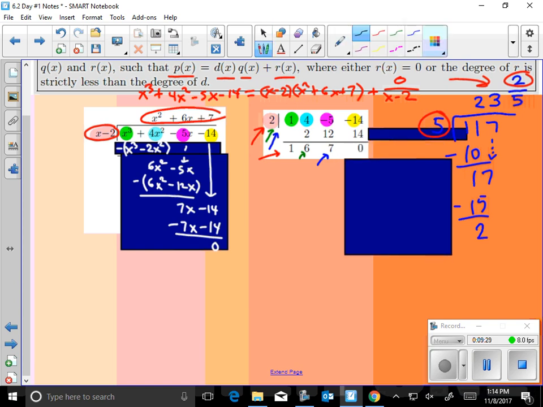So one more time. Let's see what we get here. Let's highlight this. 1. Where does that 1 show up? Oh, 1x squared. Where does the 6 show up? Oh, 6x. Oh. And then, of course, the 7 is our constant. Oh, that's nice.